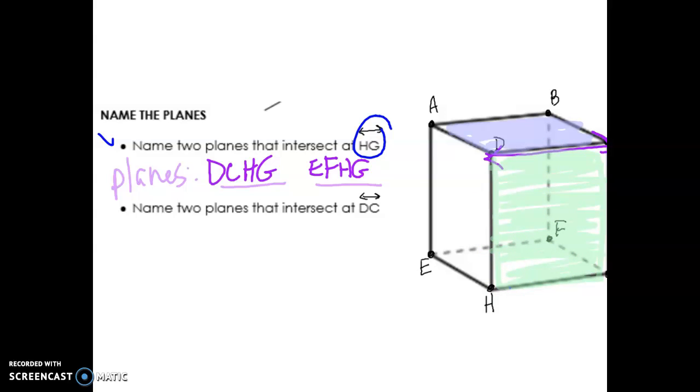So just quickly labeling those. My green front side is DCHG. Oh, I have to make sure to put planes. Double check yourself on that, guys. So again, I'm looking at two planes, so I'm going to list them right here. The front side, DCHG, and then that purple top roof, however you want to think of it, would be ABCD.